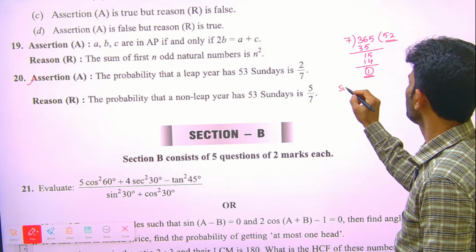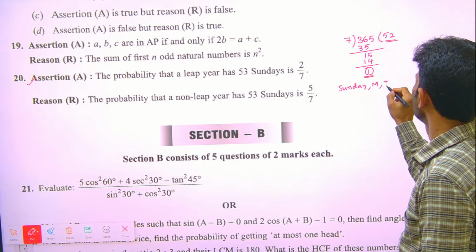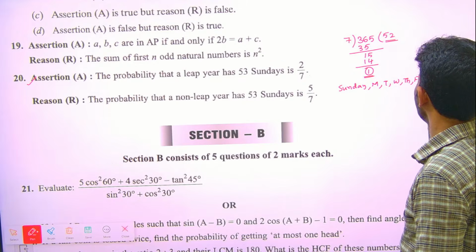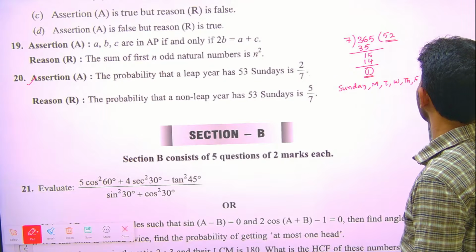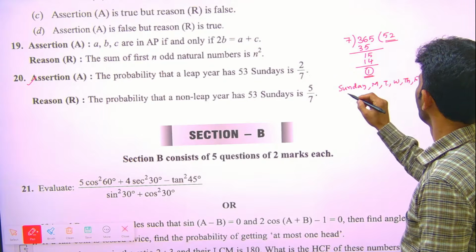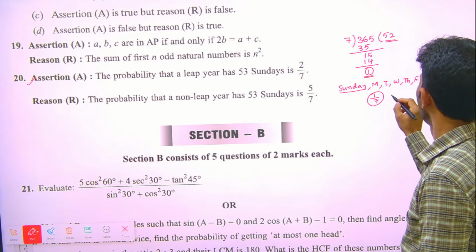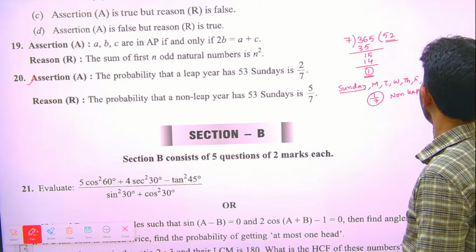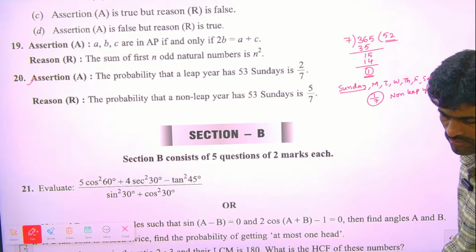This one day can be either Sunday, Monday, Tuesday, Wednesday, Thursday, Friday, or Saturday. How many? 1, 2, 3, 4, 5, 6, 7 possibilities are there, but we have only one Sunday in this. So 1 by 7. This is for a non-leap year. For a non-leap year, it is 1 by 7 probability.